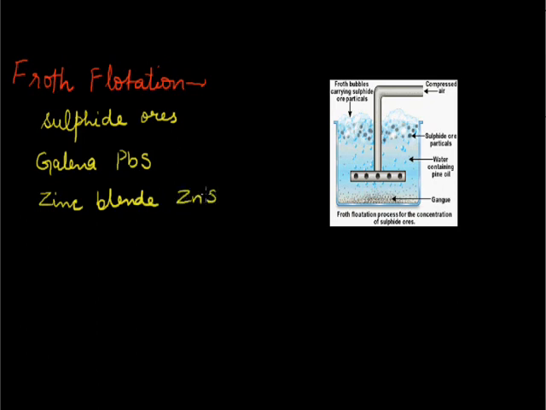ZnS, etc. The basic principle behind this method is the difference in the wetting properties of ore and impurities. So basically, here the principle used is the difference in the preferential wetting of ore and impurity. Basically, wetting refers to the interaction with a solvent.